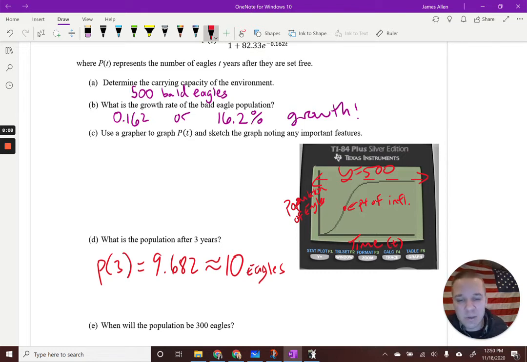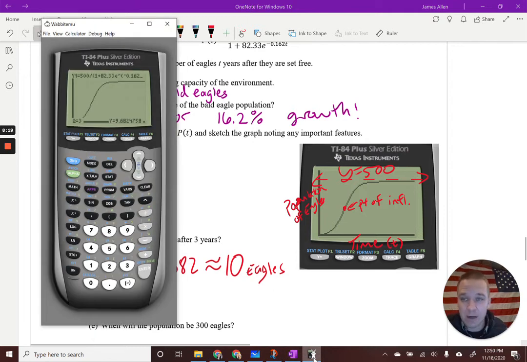That's awesome. Then it says, when will the population be 300 eagles? Well, what can I do to figure out when it's going to be 300 eagles? Why don't I take out, once again, my graphing calculator, since I already have it in there. I can't plug in a value, but I could put in another equation here and say 300. We've done this before. Graph. And I'm going to find out where that intersection is. So second calc, 5 is my intersect, and I'm going to hit enter, and there's only one intersection here, so if I just hit enter a third time, it's going to bring me right over to it.